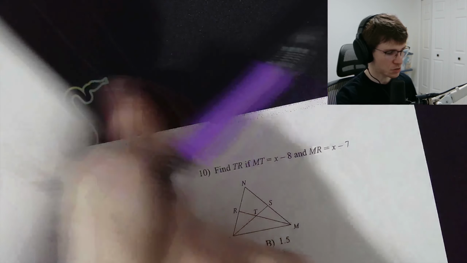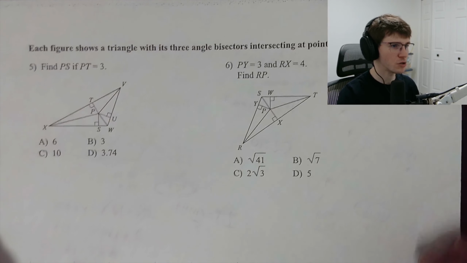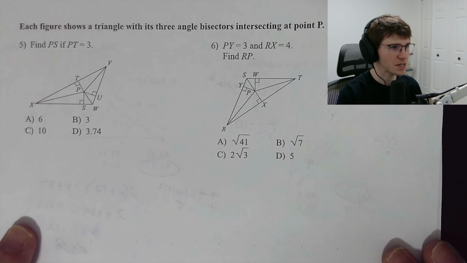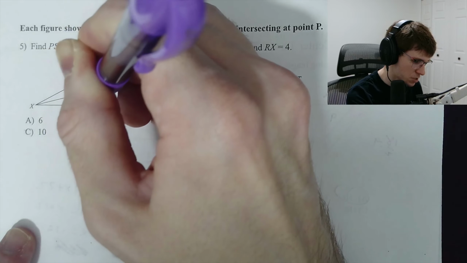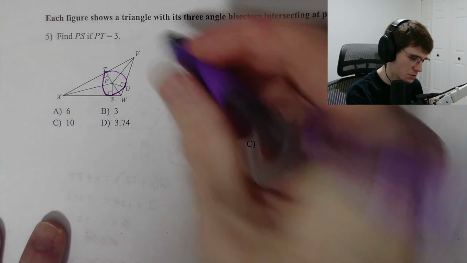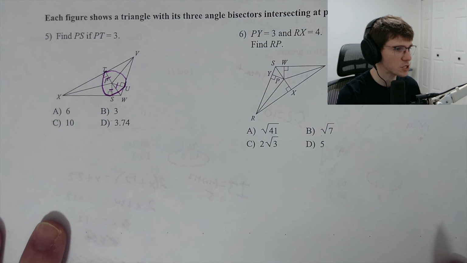All right, let's move on to our next question. Here we go. Each figure shows a triangle with its 3 angle bisectors. As a reminder, your 3 angle bisectors meet at what is called the incenter of the triangle. It's that circle, well, beautiful circle, Mr. Richards, that touches all 3 sides just barely. All 3 of these are exactly the same length, and they are perpendicular to the sides of the triangle there.